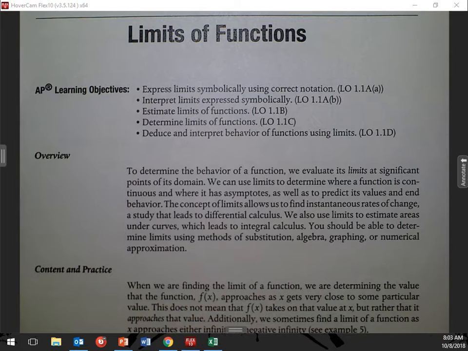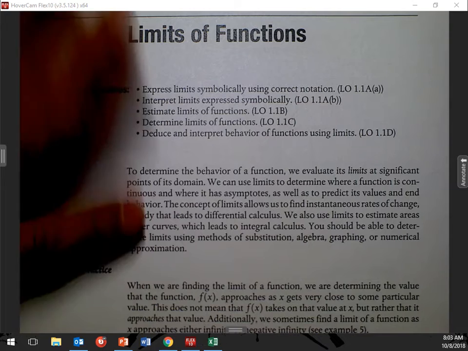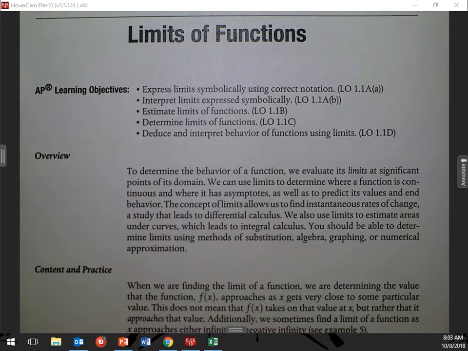So limits of functions. On the AP exam, you need to be able to express limits symbolically using correct notations, determine limits expressed symbolically, estimate limits of a function, determine limits of a function, and deduce and interpret behavior of a function using limits. We're trying to hit all of these in this whole packet. Yes, it's a big packet. Get over it.